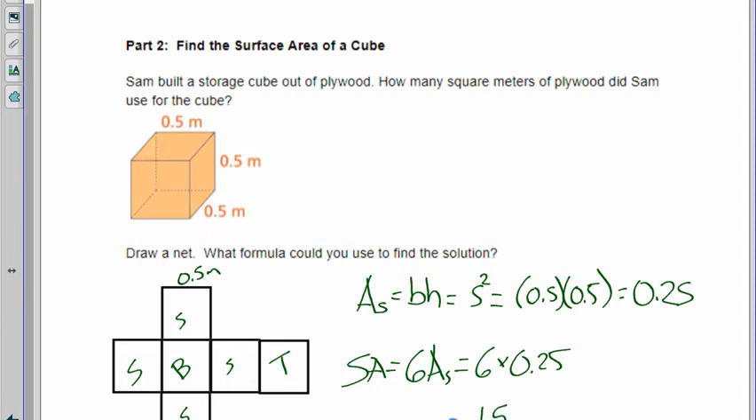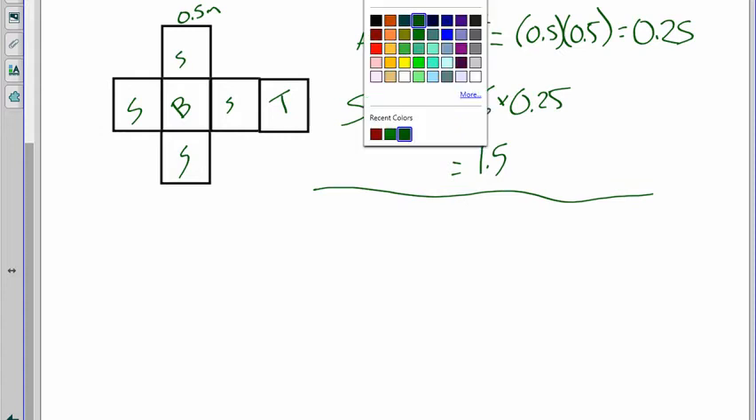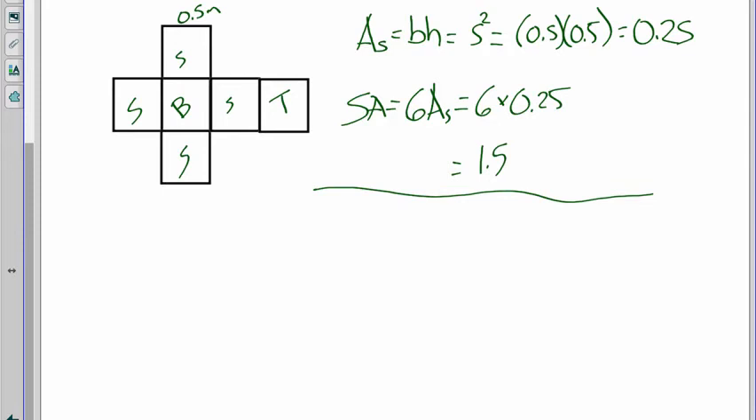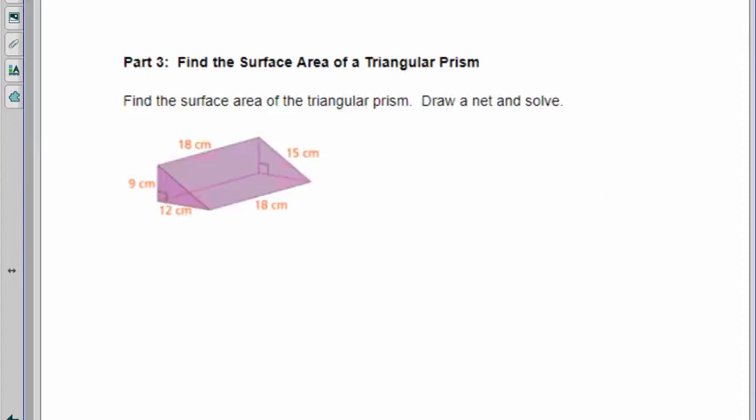Now the second part of this asks what formula you could use for this. And if you look at it, I have 6 groups of the area of a square. And the area of a square is just side squared. So I could do 6s squared. That would give me the surface area. That'd be pretty quick.